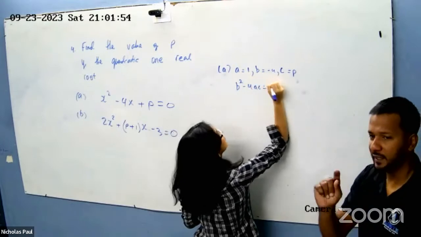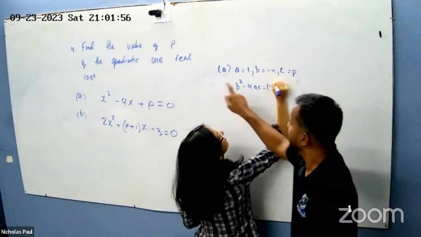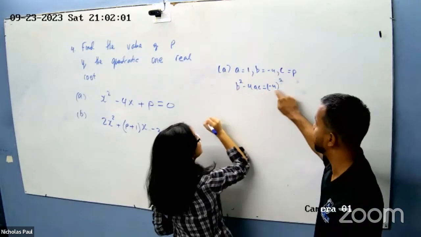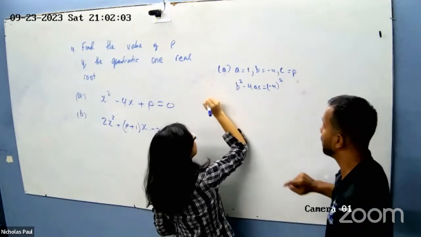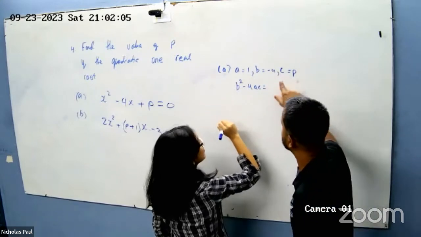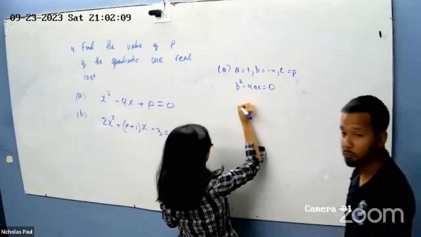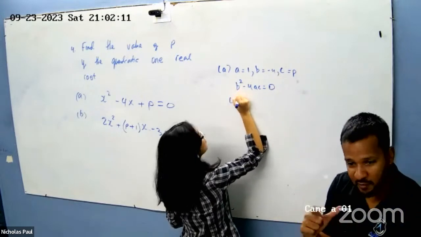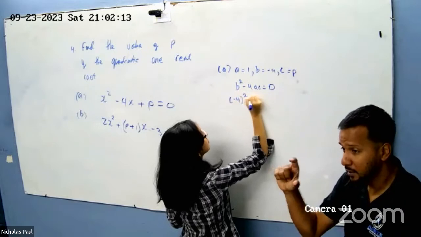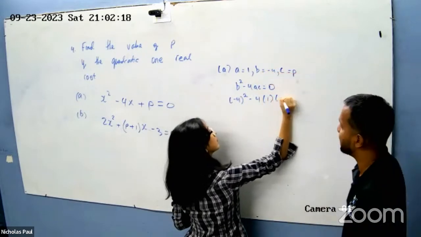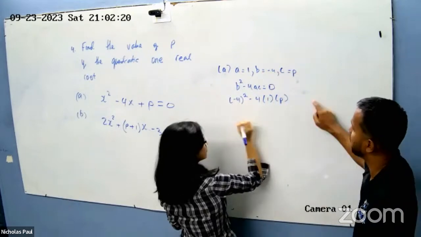The one thing that I would like to see is a line here saying since it has one real root, b squared minus 4ac is equal to 0. Then just put equal to 0 and substitute everything. You should always write all the information given. It has one real root, so b squared minus 4ac is equal to 0. That's how you solve it.